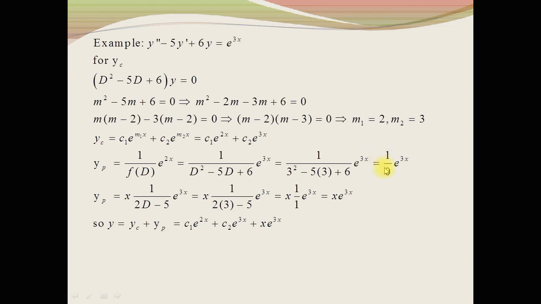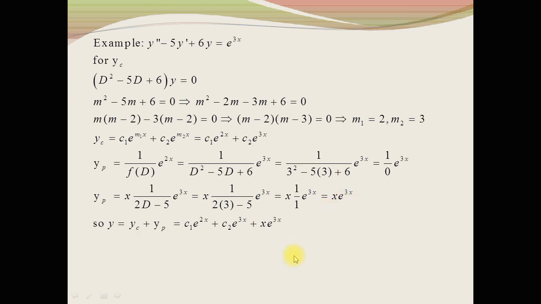equals 0. 1 over 0 means undefined, so we take the derivative of this differential operator D squared minus 5D plus 6. By the power rule, it is 2D minus 5, and the derivative of 6 is 0, and we put x in this position outside the operator. Now replace D by this coefficient 3, so 2 into 3 minus 5, 2 times 3 is 6, 6 minus 5 is 1, so the particular solution is equal to x e^(3x).